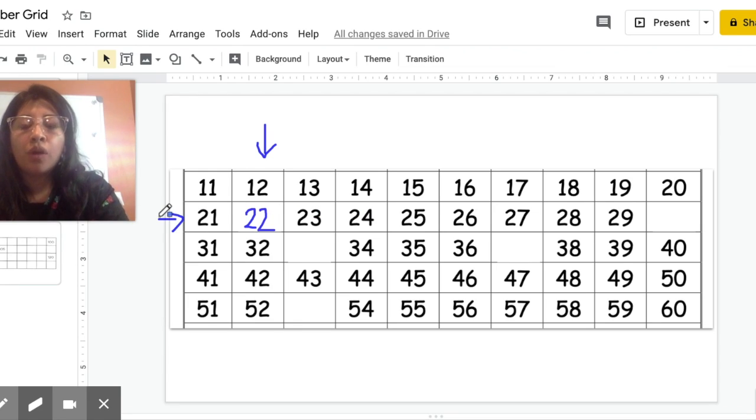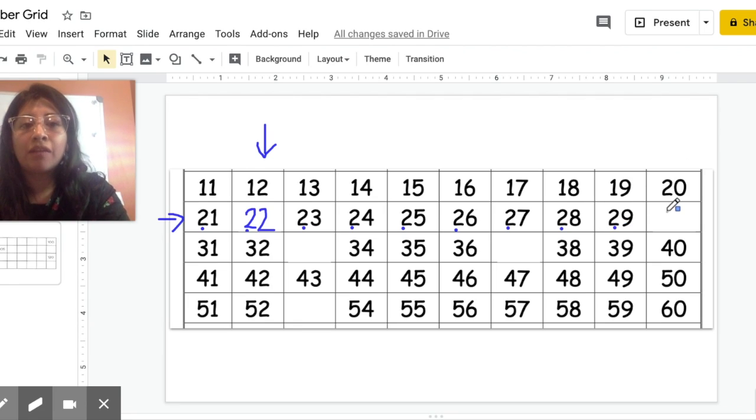So something that's really important to note about the row is that most of the numbers have the same tens. So here we have 21 has 2 tens, 22 has 2 tens, 23 has 2 tens, 24 has 2 tens, 25 has 2 tens, 26 has 2 tens, 27 has 2 tens, 28 has 2 tens, 29 has 2 tens.